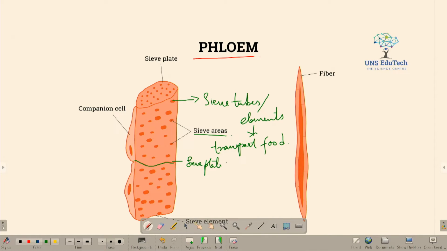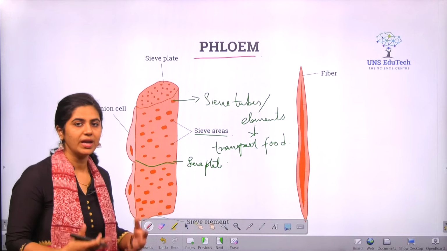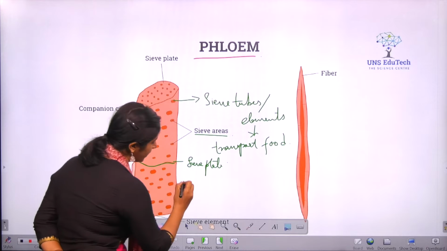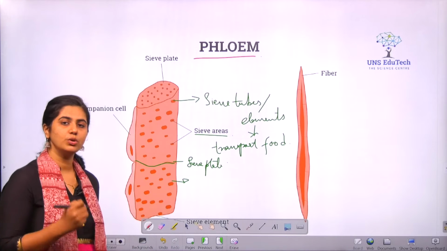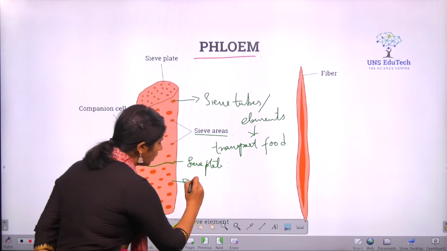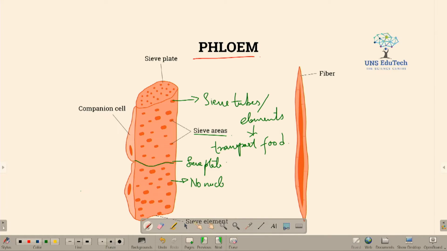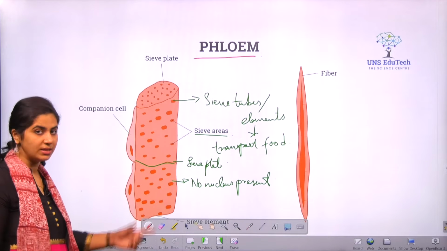And the interesting fact about the sieve tube is that once they mature, they get denucleated. That means there is no nucleus present in the sieve tube or sieve element. So we can write: no nucleus present. And obviously if the nucleus is not present, other cell organelles are also absent in these sieve tubes.